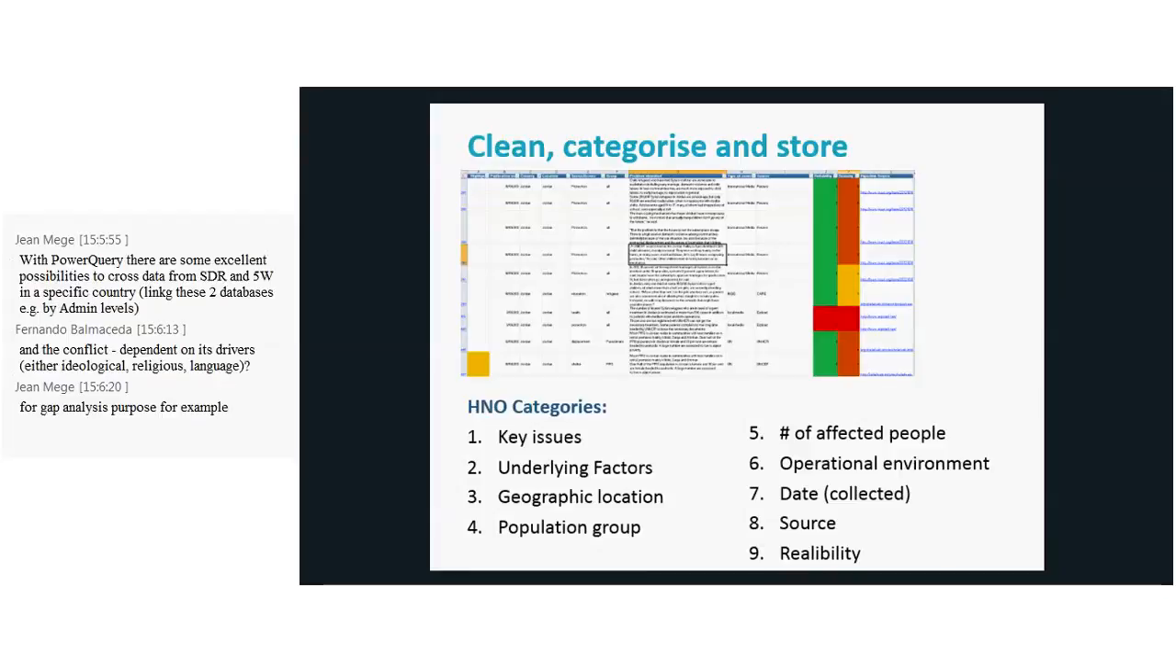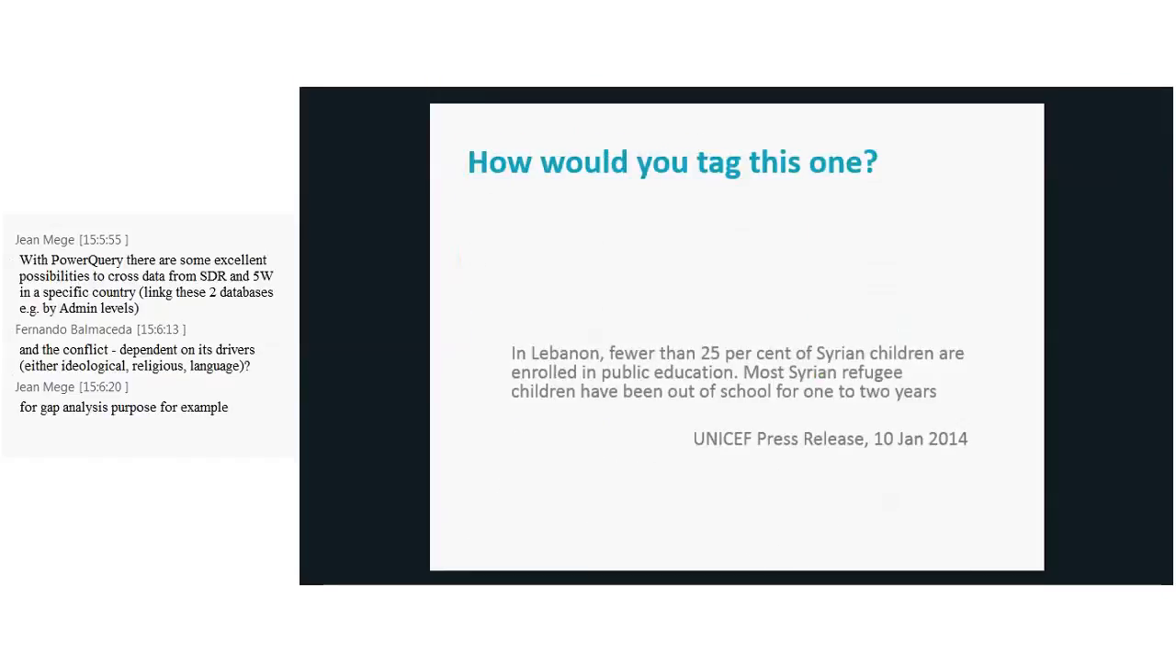Let's try a little exercise on that. I'll give you a piece of information and you tell us through the chat how you will tag this. Look at this piece of information and tell us what categories you would attach to this piece of data. What I'd like you to do is name the headline or the tag that you will use and write them in the chat.